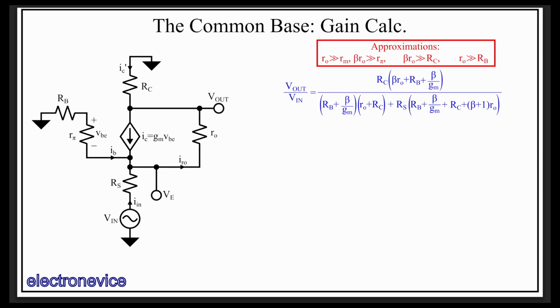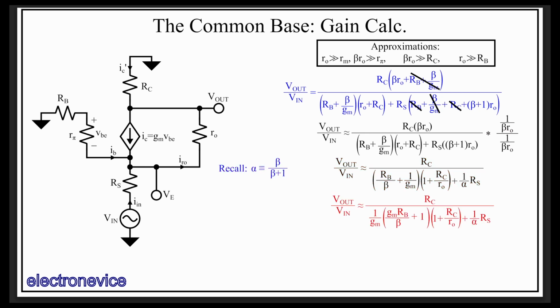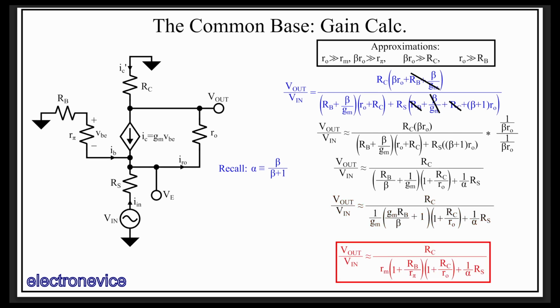Using these approximations, we can remove some terms on the top and bottom due to the dominance of beta times RO, then divide top and bottom by beta RO, and make a few more adjustments to the resulting equation, recalling the definition of the parameter alpha and pulling out a factor of 1 over GM on the bottom there, and we get this equation. Finally, we convert the GM RB over beta to RB over RPi and the 1 over GM to RM, resulting in this equation.